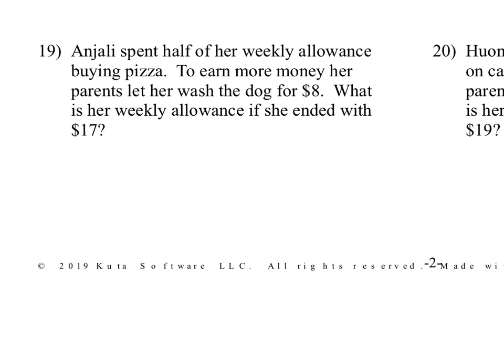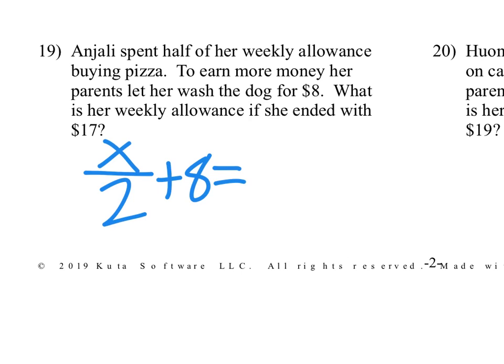Annalie spent half of her weekly allowance buying pizza. To earn more money, her parents let her wash the dog for $8. What is her weekly allowance if she ended with $17? We don't know the amount of the allowance. We spent half of the money. Afterwards, she made an additional $8 for a total of $17 when she was finished.